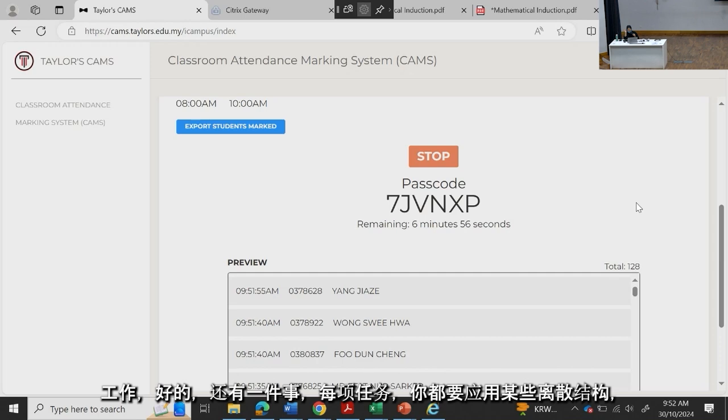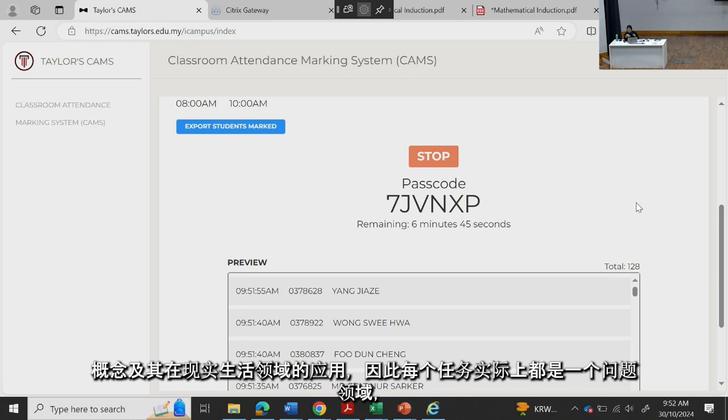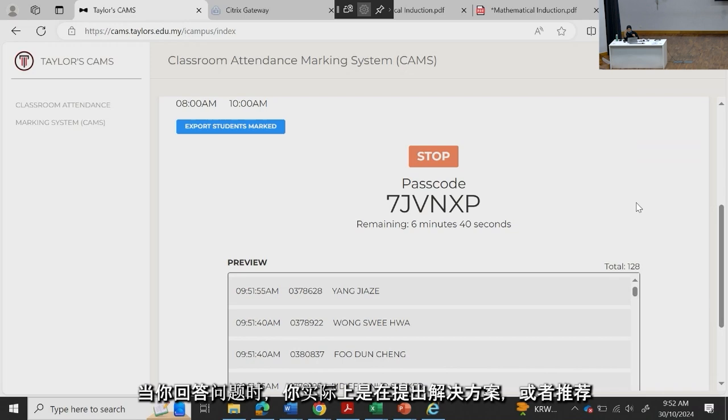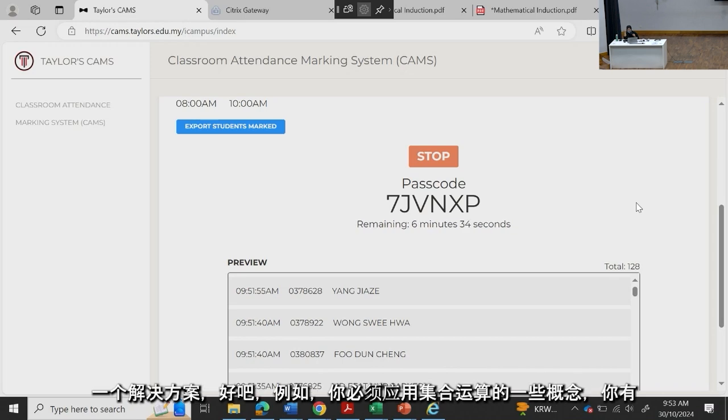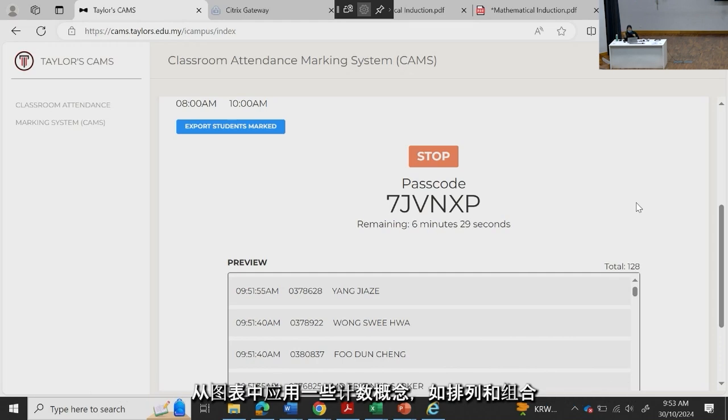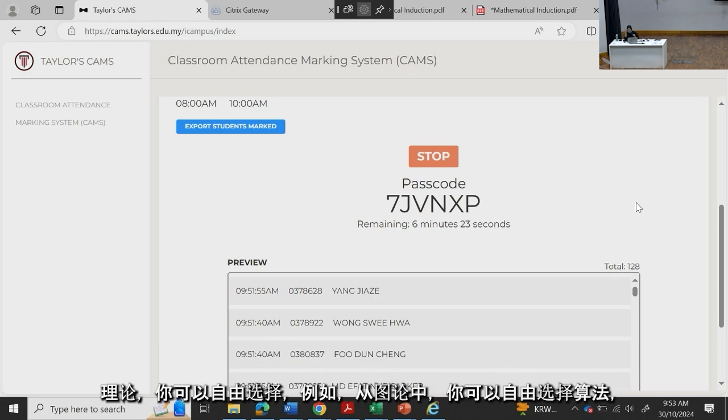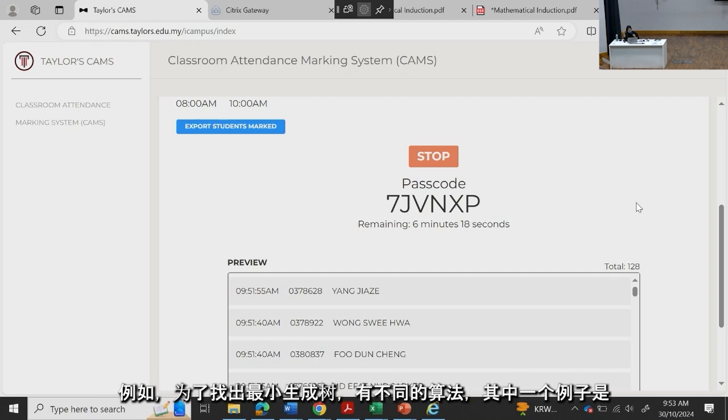Another thing, each task has the application of certain discrete structures concepts in a real life domain. So each task is actually a problem domain, and when you are answering the question, you are actually proposing or recommending a solution. For example, you have to apply some concept from set operations, some concept from counting, like permutations and combinations, and from graph theory you are free to choose the algorithm, for example, to find the minimum spanning tree.